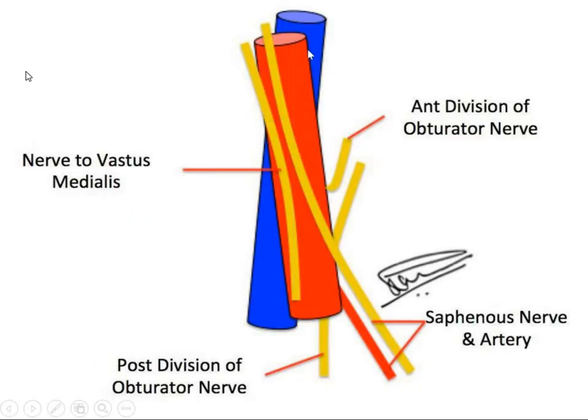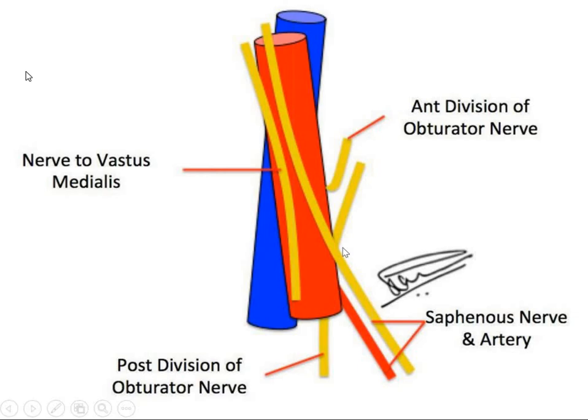We have the femoral artery, femoral vein, then we have the nerve to vastus medialis, and then saphenous nerve, and the posterior division of obturator nerve. The anterior division, please note, is just for reference, it does not come in the adductor canal.